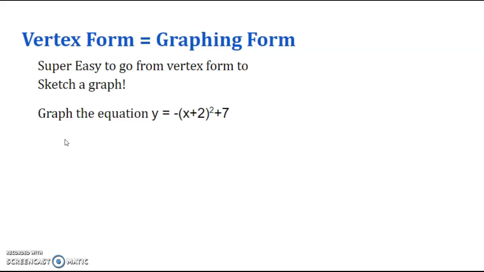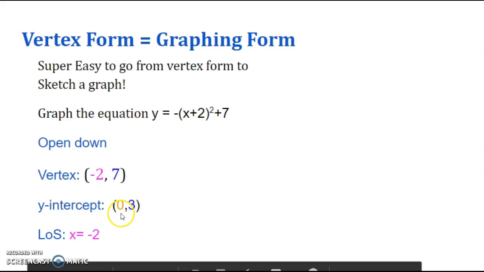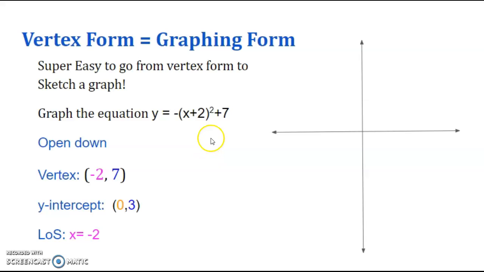So to sketch this graph, the information we found was this. It opens down, the vertex is (-2, 7), the y-intercept is (0, 3), and the line of symmetry is x = -2. So let's see if we can graph this. This is just a quick sketch. It does not have to be even to scale, though you want to be somewhat generally to scale so that you can see your shape pretty well.